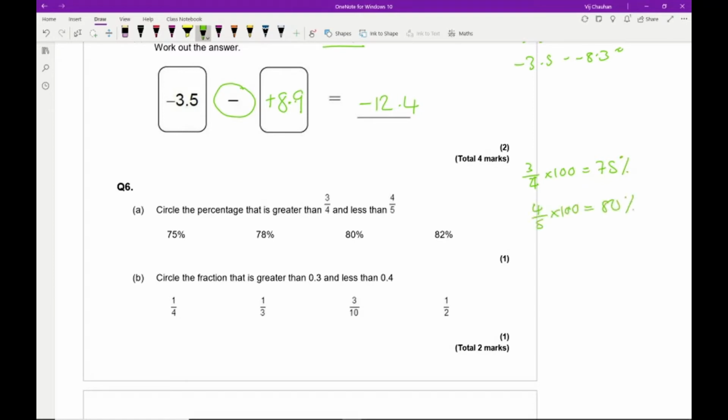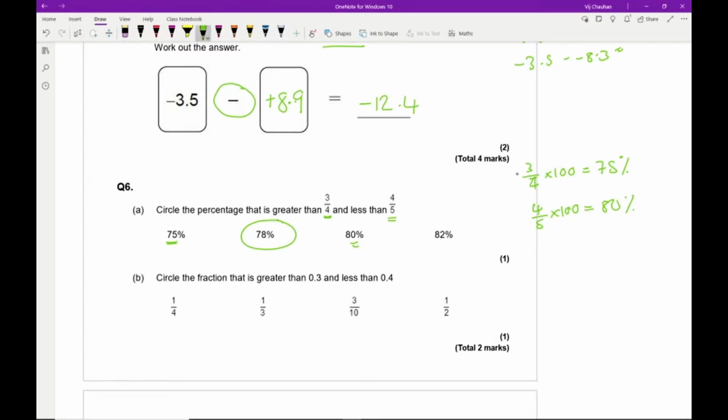So what I need to do is work out which of these percentages are between 75 and 80, and the answer would be 78%. I can't write this one or this one because it needs to be bigger than 3/4 but smaller than 4/5. If I go for either of those two, then obviously that's not going to be true. The next question then says circle the fraction that is greater than 0.3 and less than 0.4.